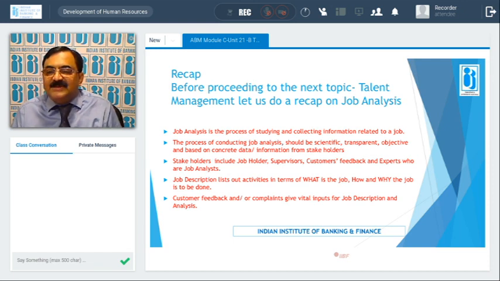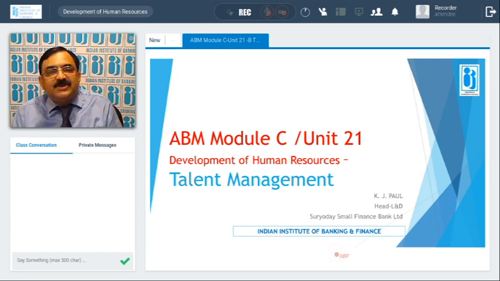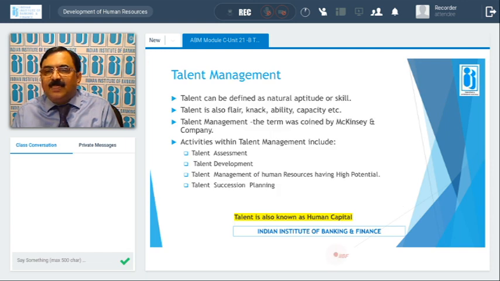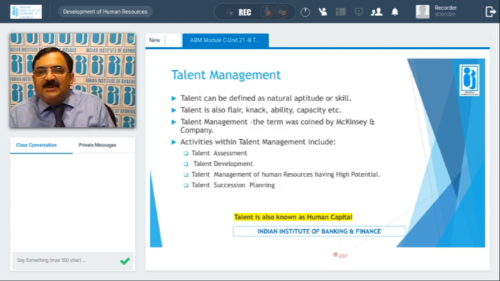So having discussed job analysis, let us move to the next topic, which is talent management, which is part of the development of human resources, ABM Module C, unit number 21. Talent management. Talent, what is talent? Talent can be defined as a natural aptitude or skill. Talent is also a flair or an ability or the capacity. We could discuss it from that point of view.